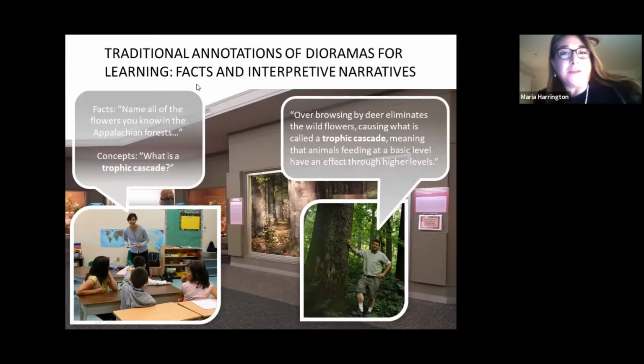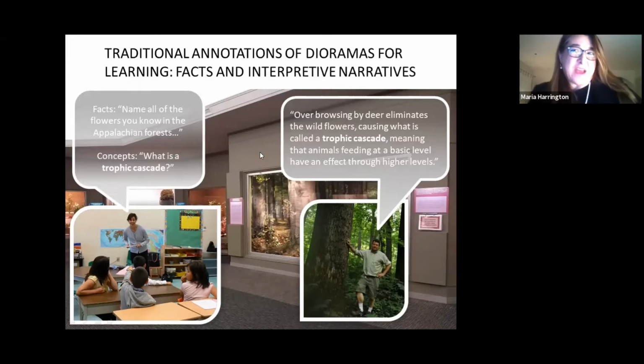They were annotated with facts, with signage and booklets, as well as interpretive narratives, usually in a face-to-face or person-to-person tour led by a docent or a curator, someone who could take the facts and put them into an organizational structure of concepts and then communicate it in a narrative.